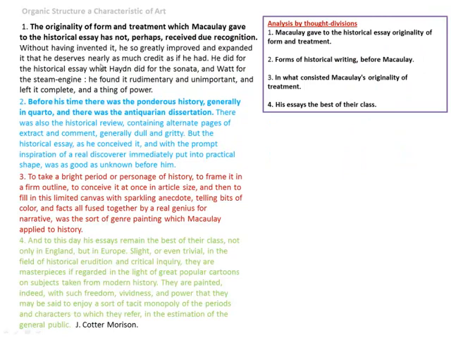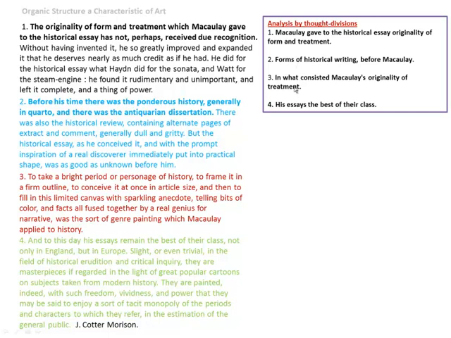Here's another pretty famous one, you can look him up on the internet, and this author, J. Cotter Morrison, is crediting Macaulay with developing the historical essay. All of these sentences make up one paragraph, and the breakdown of this passage is by thought. So the previous one was by stages, and this paragraph is broken down by thought.